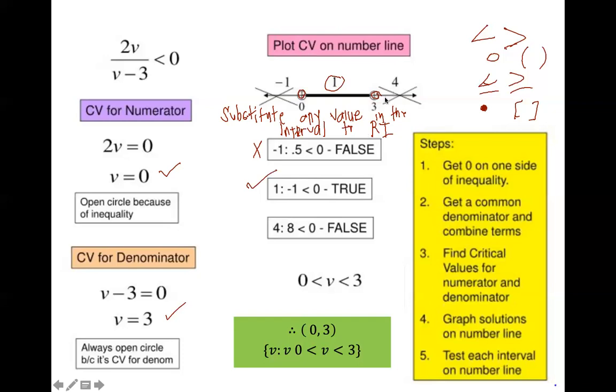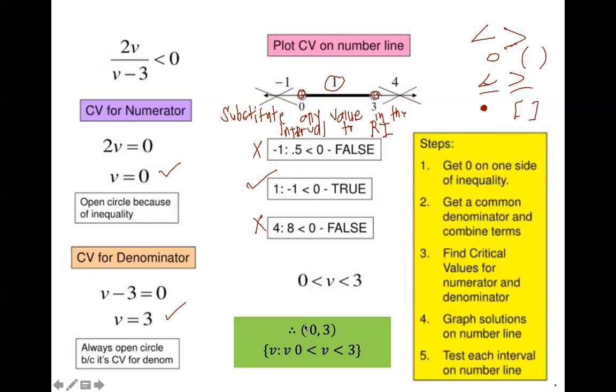Next, 4. 2 times 4 is 8, and 8 over 4 minus 3 is 1, so we get 8. Is 8 less than 0? False. What do we mean by that? After substitution of the given value, when we have a true statement, that means that interval is part of the solution set of the inequality. So in this particular case, it is between 0 and 3.